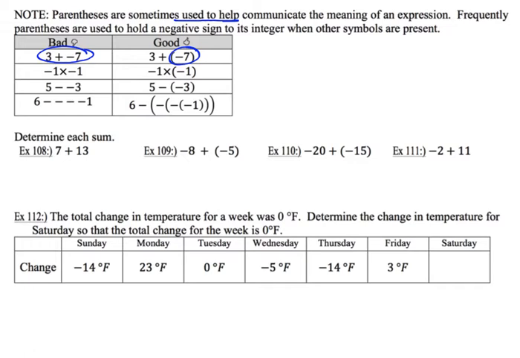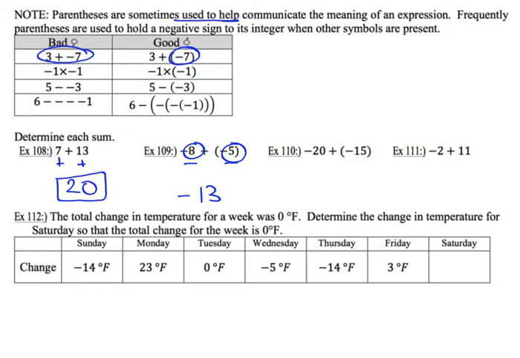Okay, in the examples here, 7 plus 13, they are both positive, so the positives win. And since they're on the same team, you just add them. 7 and 13 make 20. Okay, number 109, they are both negative numbers, so the negatives win. And since they're on the same team, we just add them together. 8 plus 5 is 13. The answer is negative 13.